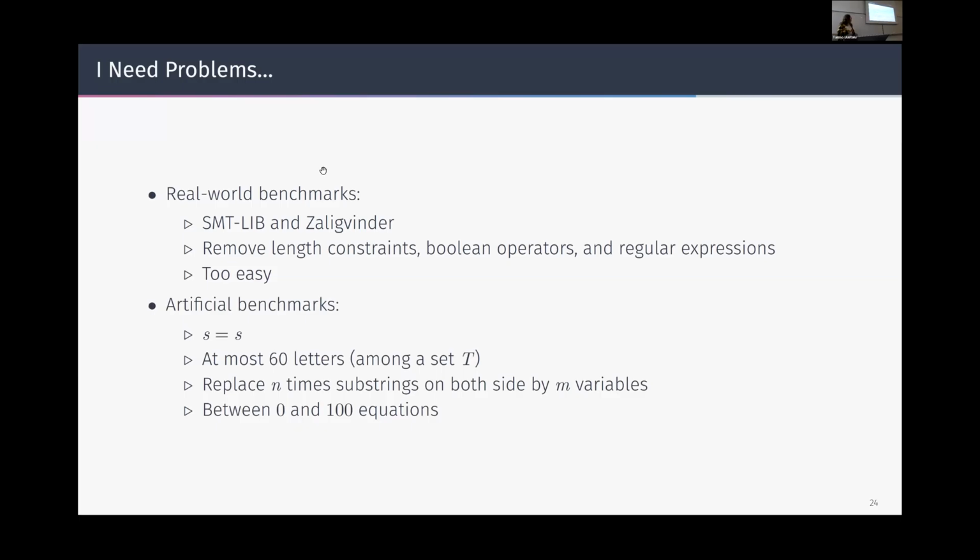For this, we took word equations like that, so they are equal at the very beginning, with a length of at most 60 letters, so 60 here and 60 here, over a set of letters T. And then we replace a letter n times. We replace n times some substring of a word equation, in both parts, by m variables. And finally, we took between 0 and 100 equations.